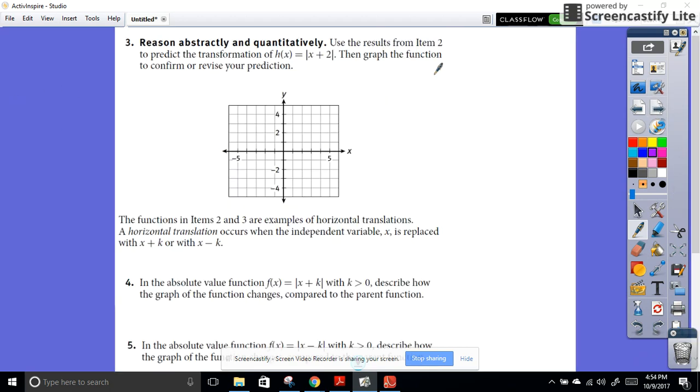So let's see what we can do. Use the graphs from item 2 to predict the transformation. Here's our prediction. It's an inside change. Inside change is horizontal. Plus, minus. We see plus, so we're going to predict left 2. Okay, so the parent function didn't change, did it? The parent function looks like this. The one with the parameter change is left 2.